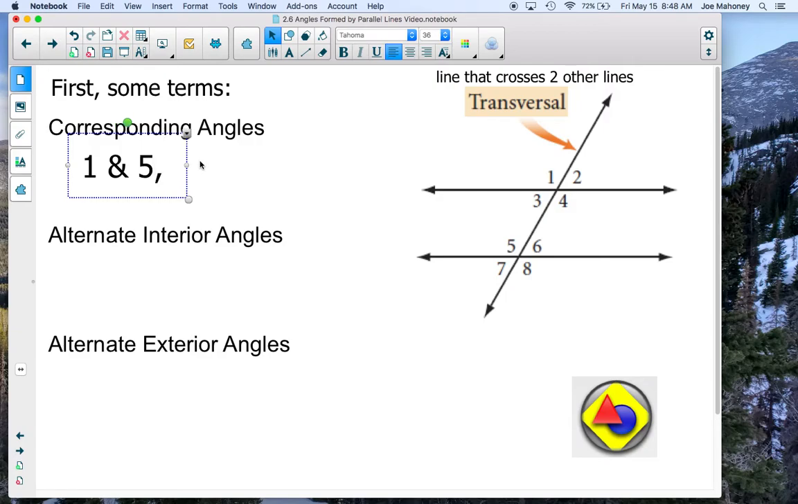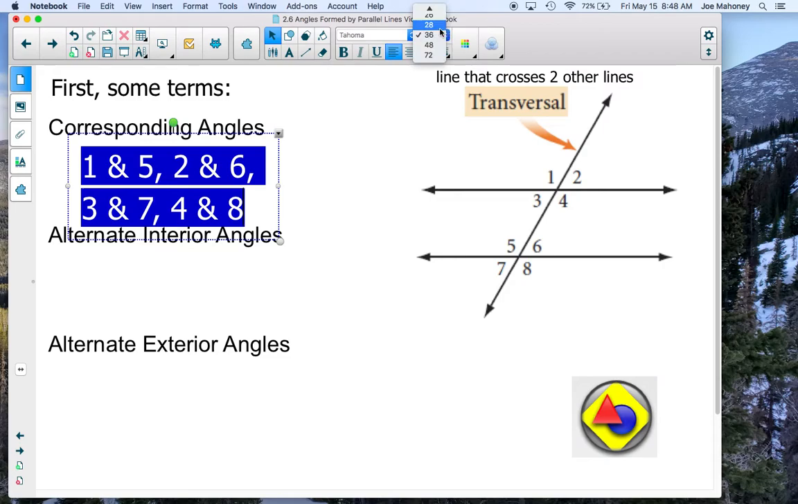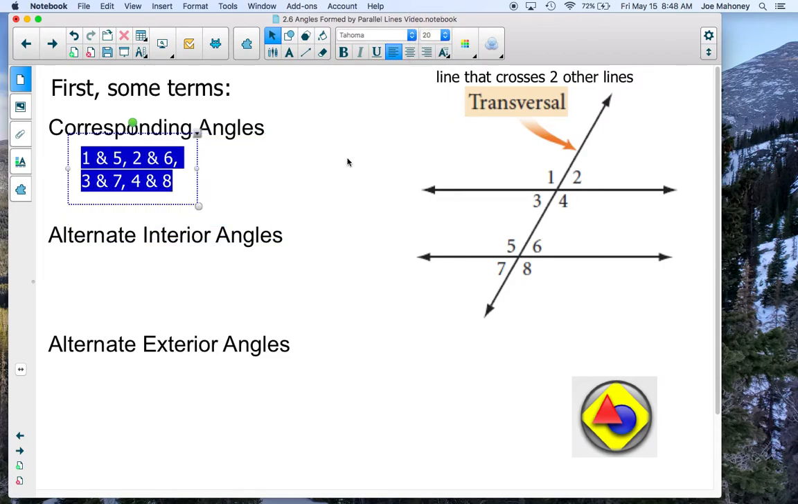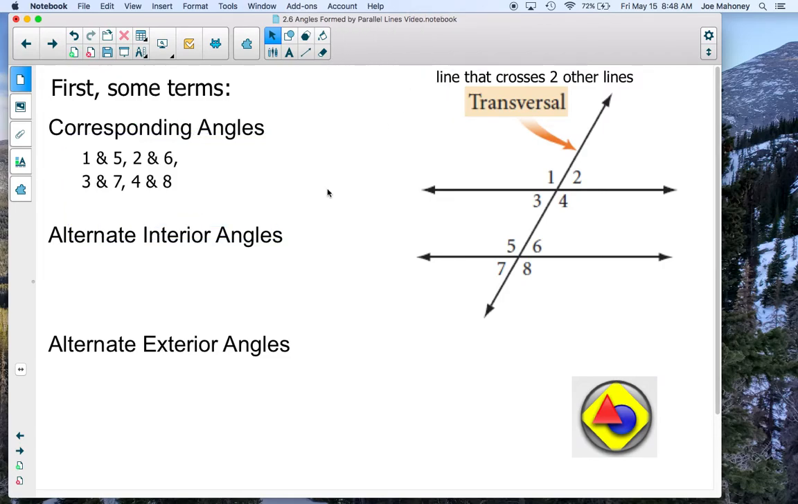Can you name some other pairs? How about 2 and 6? How about angles 3 and 7? And how about angles 4 and 8? And again, we'll make that a little bit smaller. Alrighty, those angles are our corresponding angles.